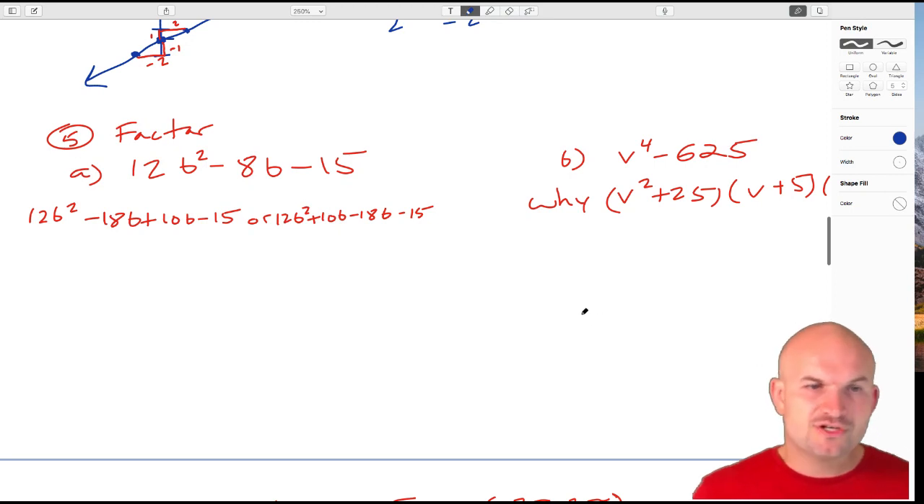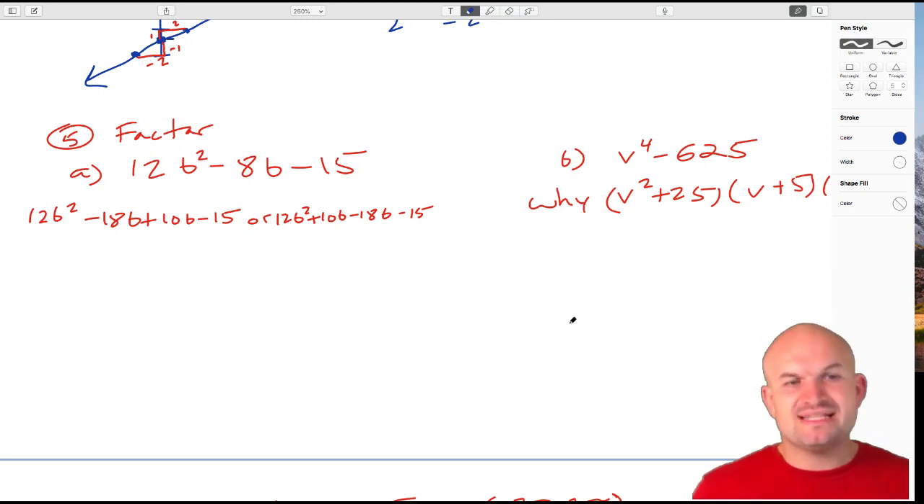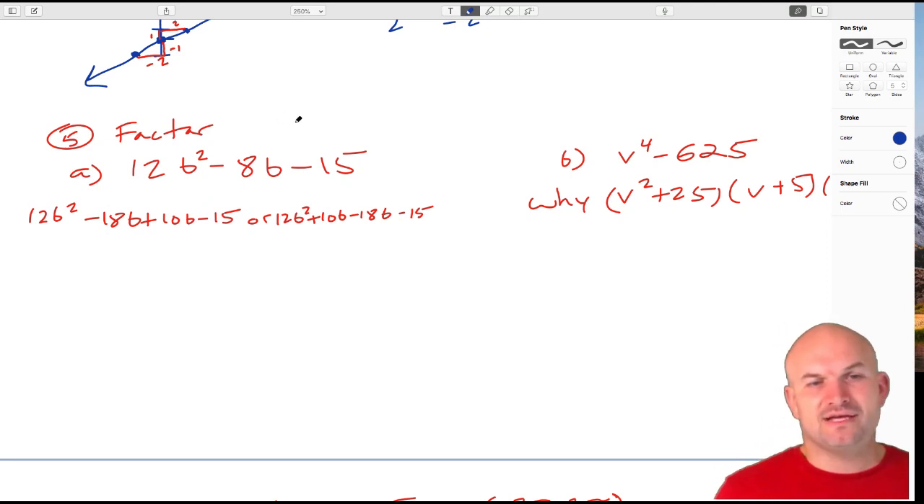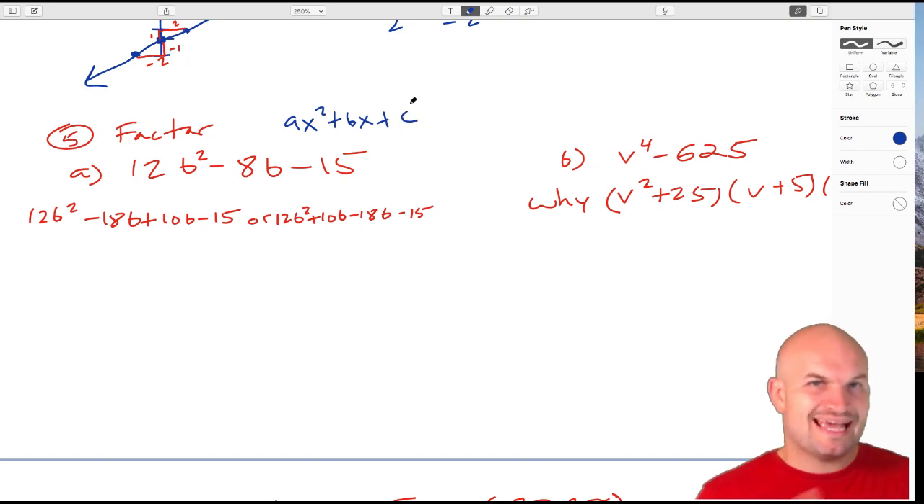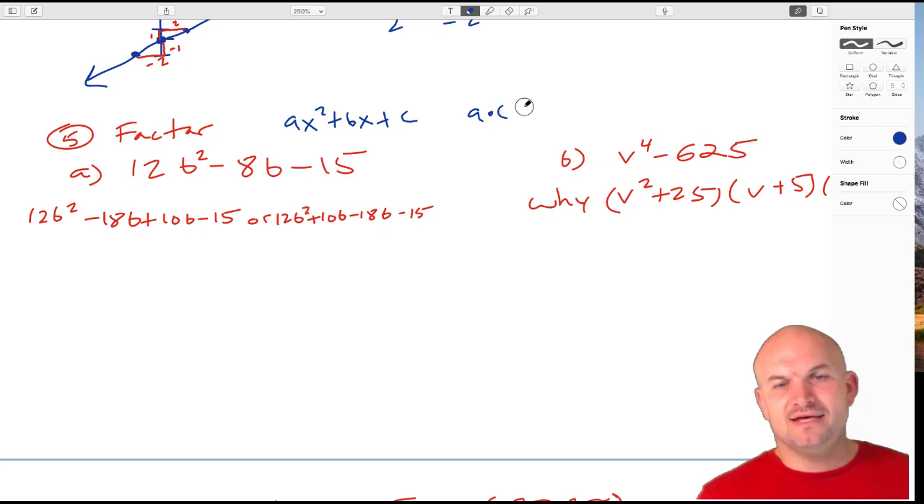So the video that I showed was talking about how to factor with large numbers. And the way that I showed it was called the AC method, meaning when you have an equation ax squared plus bx plus c, you multiply a times c. And so the student multiplied 12 times 15, and we got -180. So a times c is equal to -180.